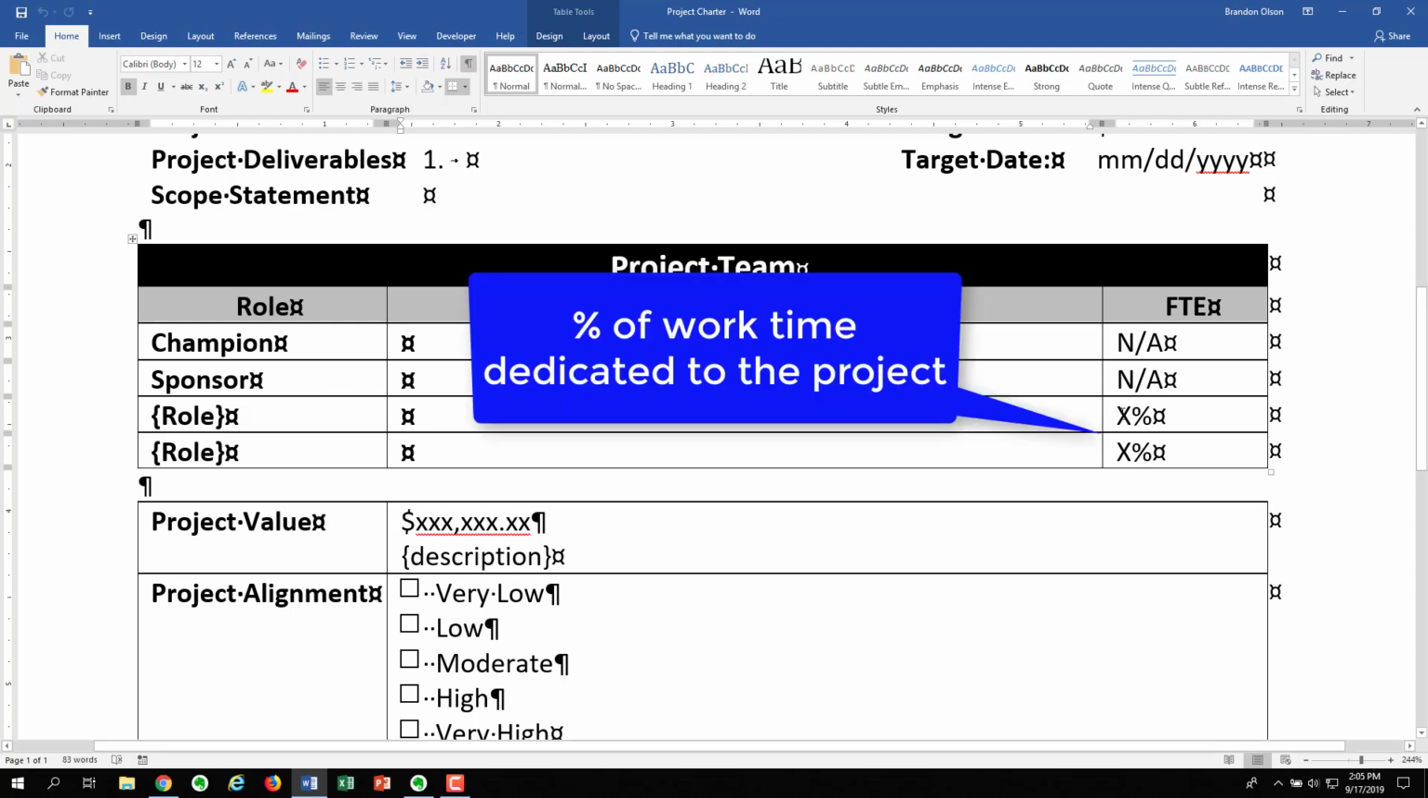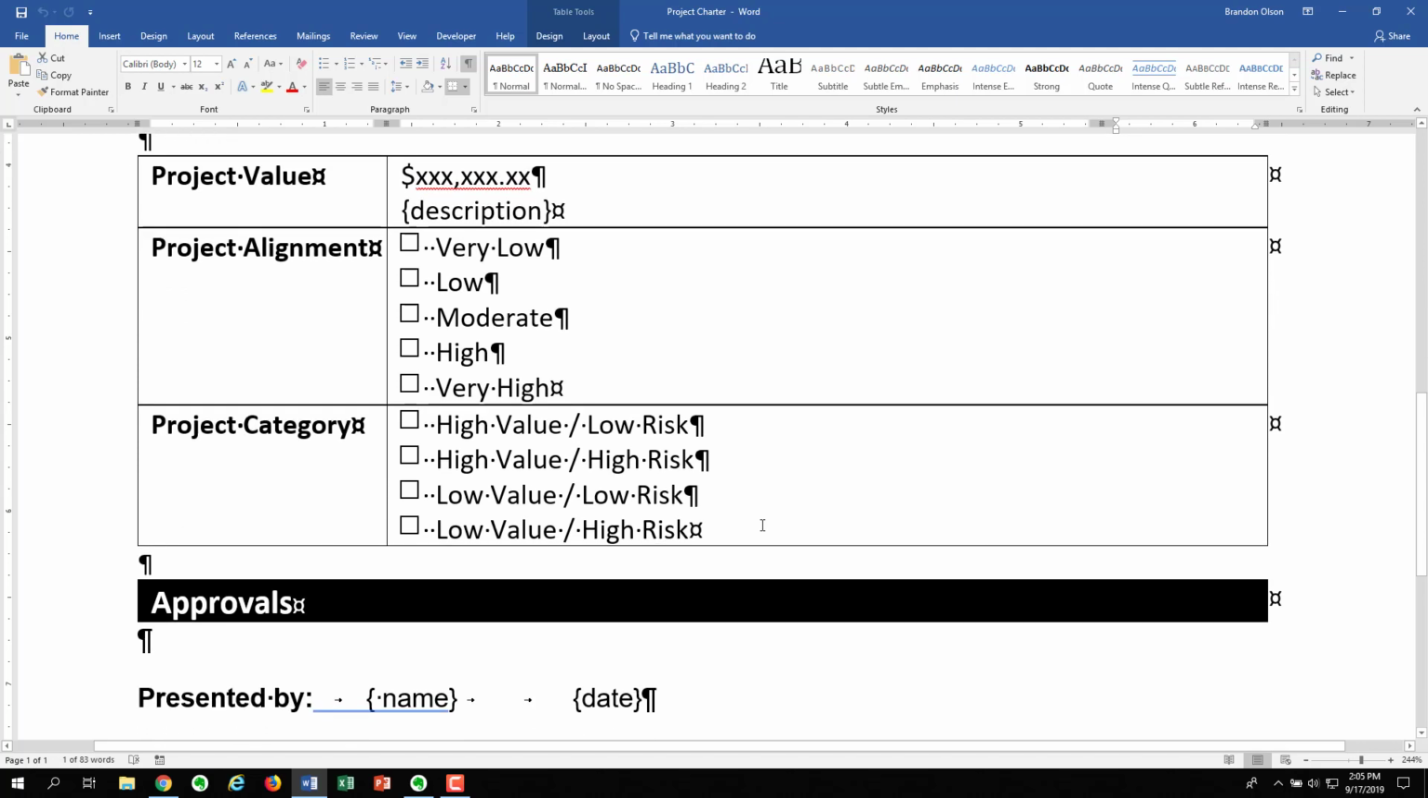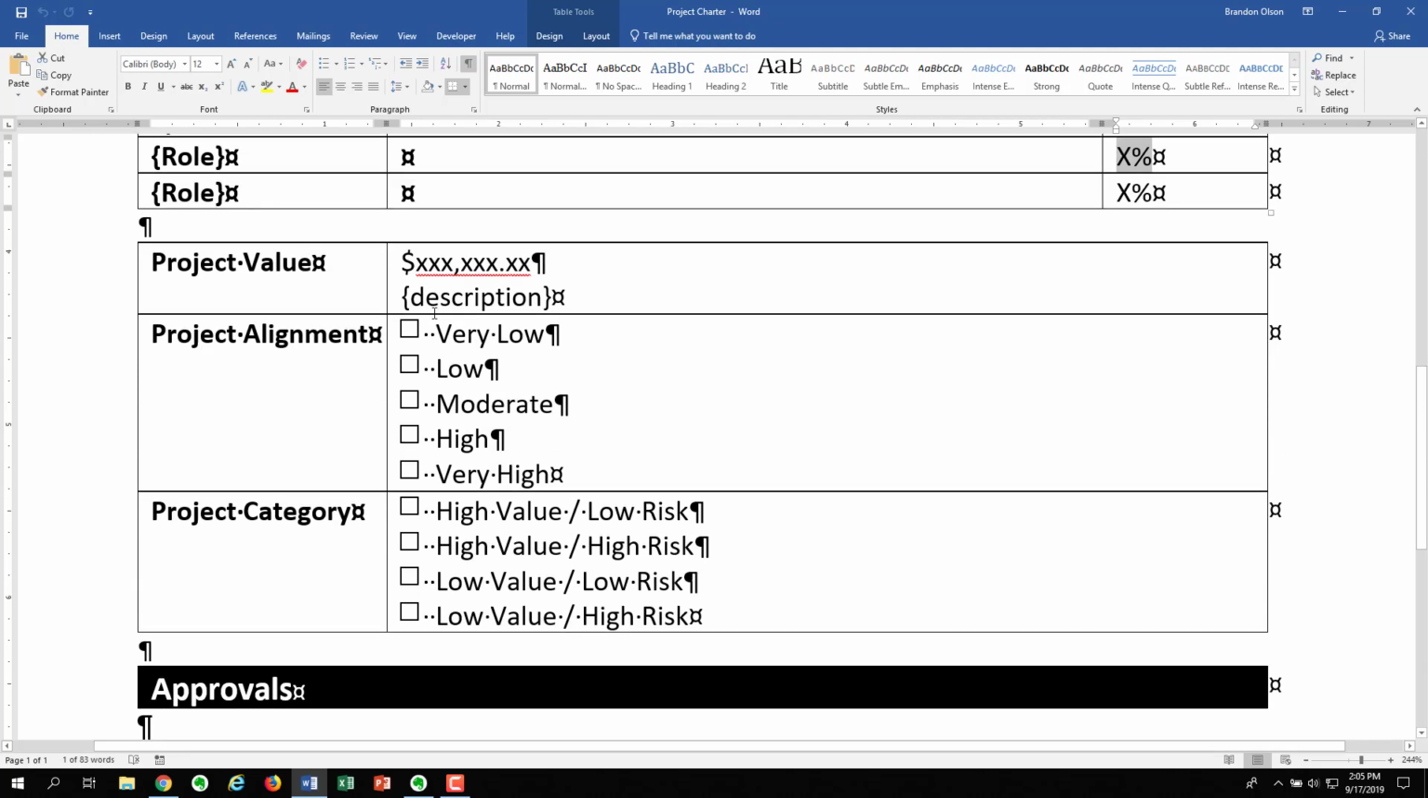And then over here is where you would enter the full-time equivalency for each of these people. So if you're completely dedicated to the project or a certain percentage of your time is dedicated to the project, you're going to want to identify that right here. All right, and the next three values are to help the organization evaluate this project in terms of its priority.